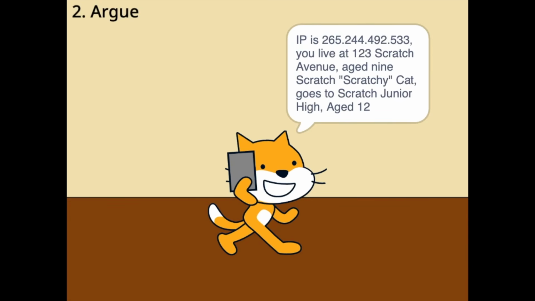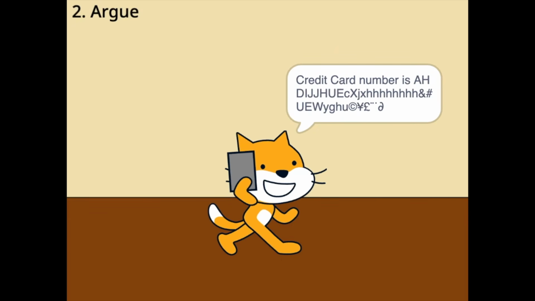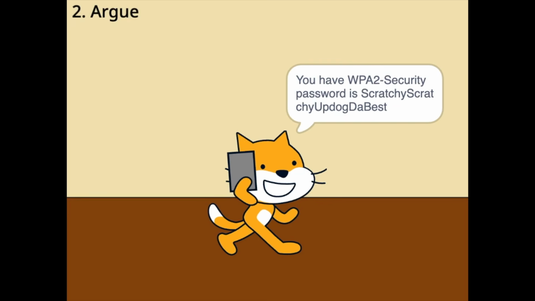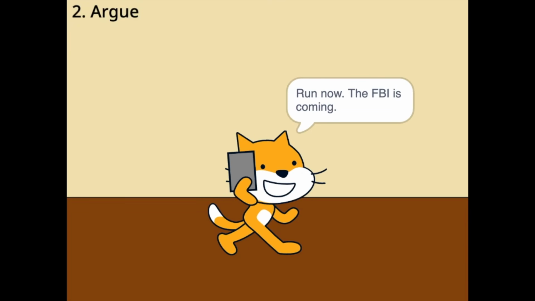IP is 265.244.492.533. You live at 123 Scratch Avenue, age 12, Scratch Scratchy Cat, goes to Scratch Junior High. Credit card number is auto JXJXHHHHHHHH and hashtag UEYGU. You use Verizon Wi-Fi. SSID is 6969. You have WPA2 security. Password is Scratchy Scratchy Updog the best. Plays Mario Kart 8 Deluxe on his Nintendo Switch Lite. Run now. The FBI is coming.